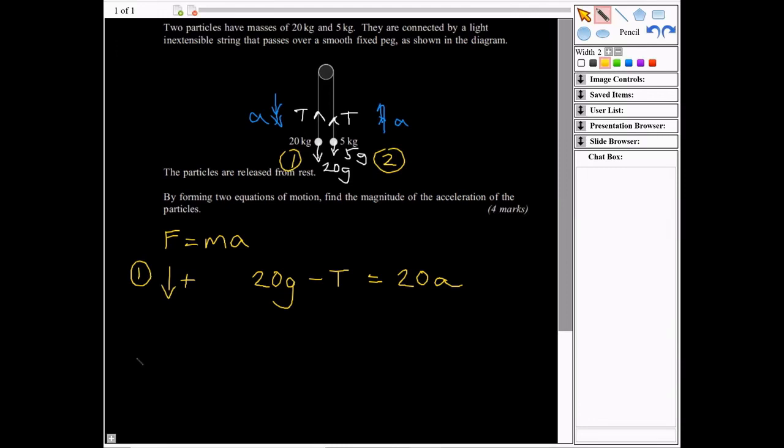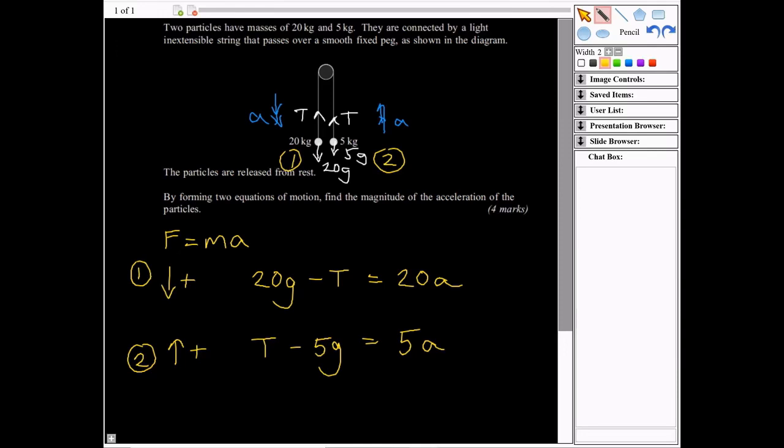Okay, for number 2, the other one, the acceleration is going to be upwards, so I'm going to use upwards as a positive direction. So in this case, T is going to be positive, and then 5g is going to be negative. And then this one is going to equal 5 times a. Again, the a is positive because on number 1, I did down as positive, so the a was down because it's accelerating downwards. And in number 2, the a is upwards, and I did the positive direction as upwards, so that's why I've got my two equations like that.